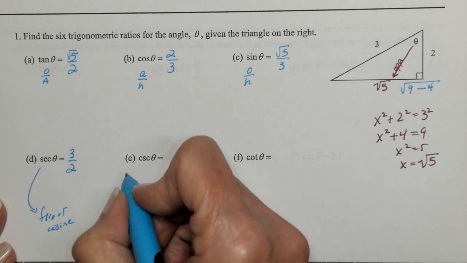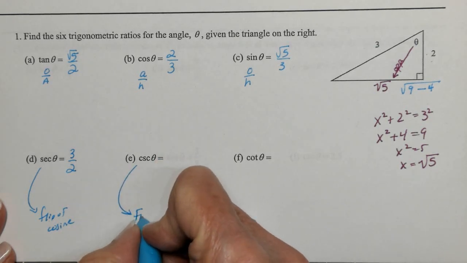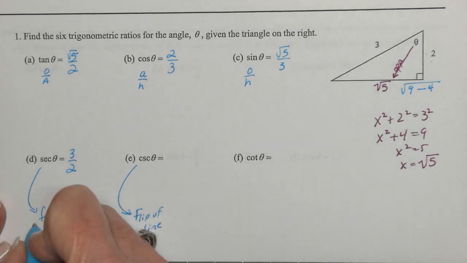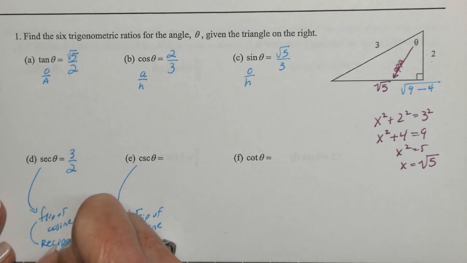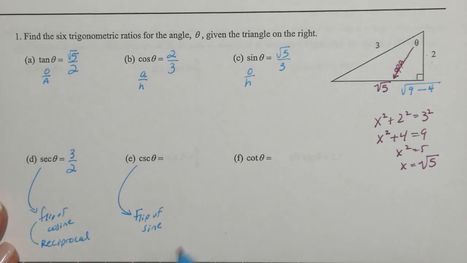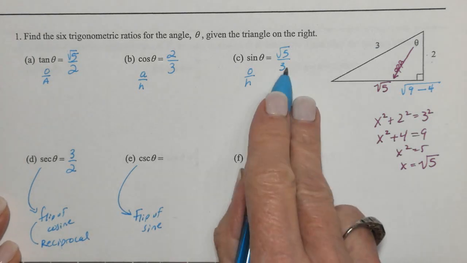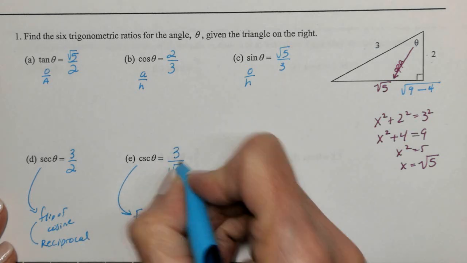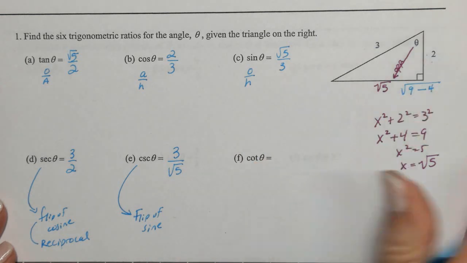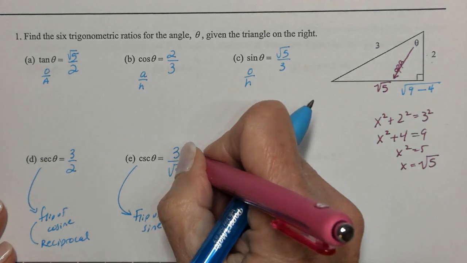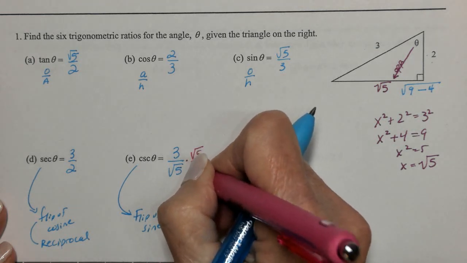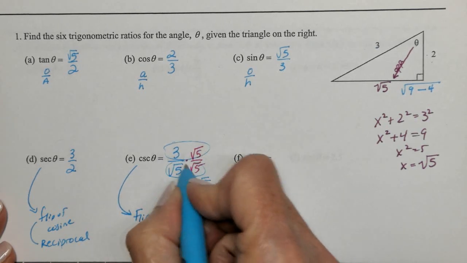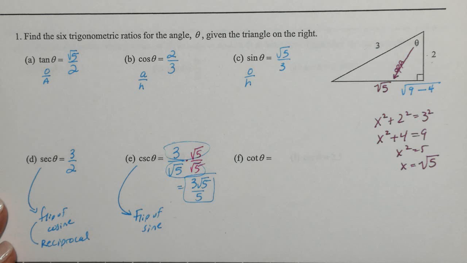Cosecant is the flip of sine. It's not really the flip, it's really the reciprocal. Okay, reciprocal of cosine, reciprocal of sine. Okay, we had sine was square root of 5 over 3. This is going to be 3 over square root 5. We cannot leave an answer with a square root in the denominator, so I'm going to multiply top and bottom by square root 5. And that gets me 3 square root of 5 on top and 5 on the bottom. 3 square root 5 over 5.